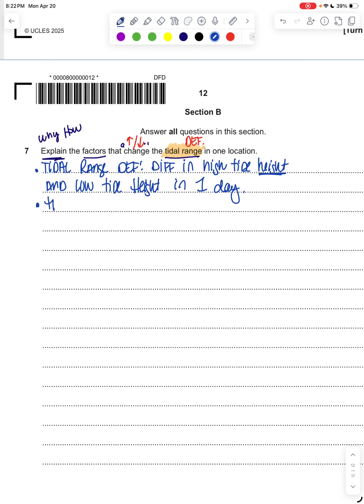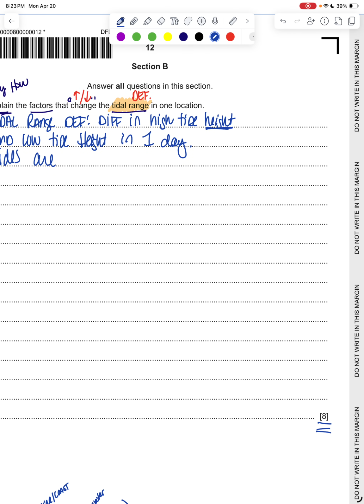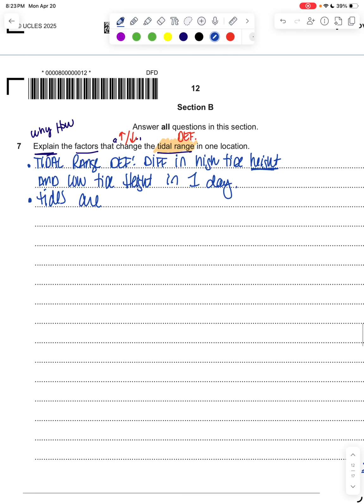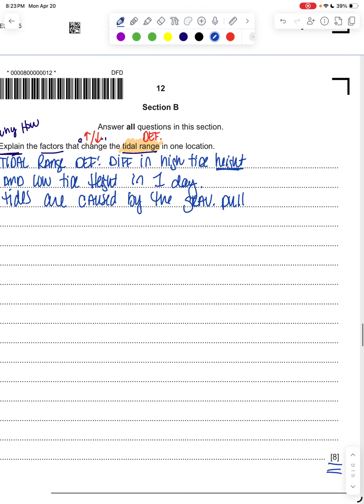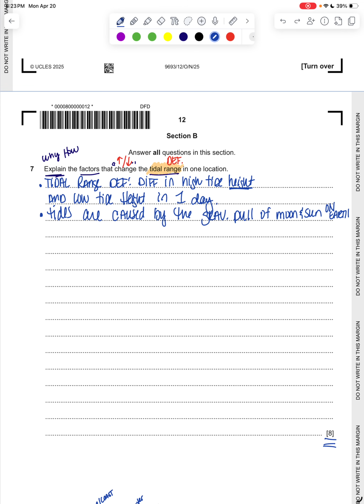All right, I can say what tides are caused by. And if you're not sure, like, can I say this? Well, try it. You're not limited to what you can write here. They didn't say only 8. You'll write your heart out. This is where you're going to get a lot of your points. Tides are caused by the gravitational pull of moon and sun on Earth. So this is Earth and Earth's water getting pulled on from the moon and the sun.